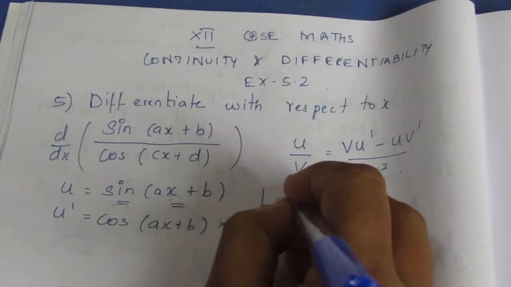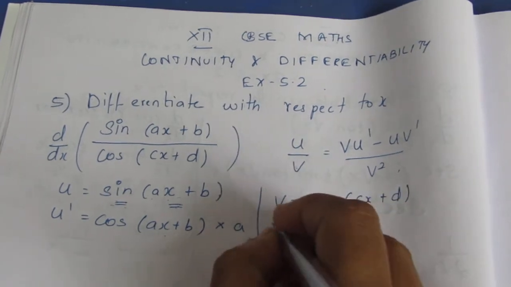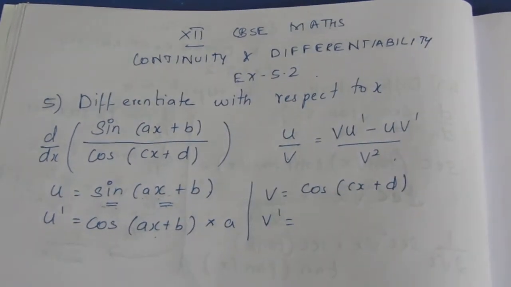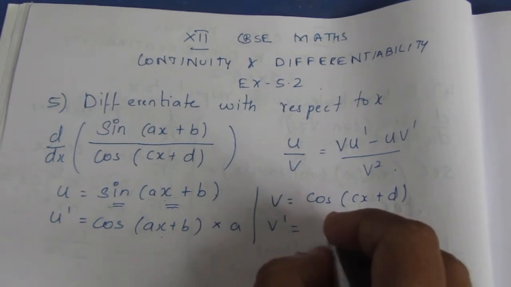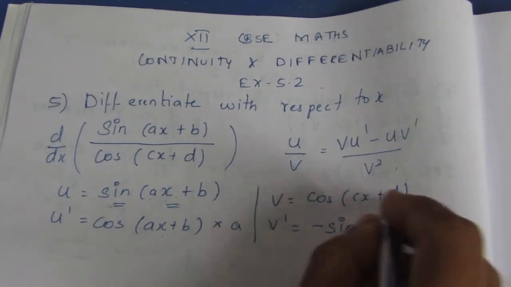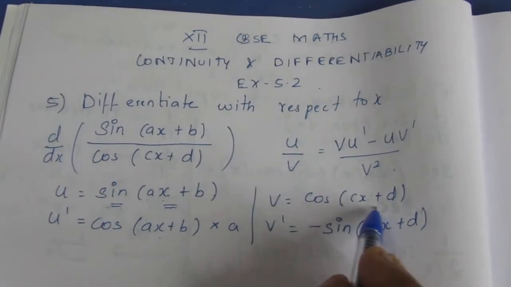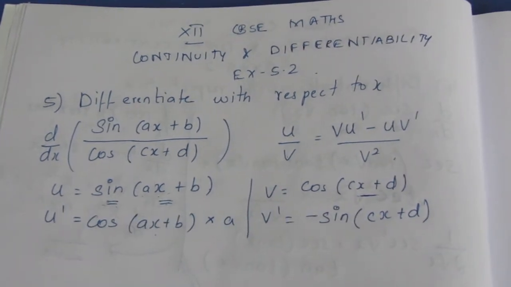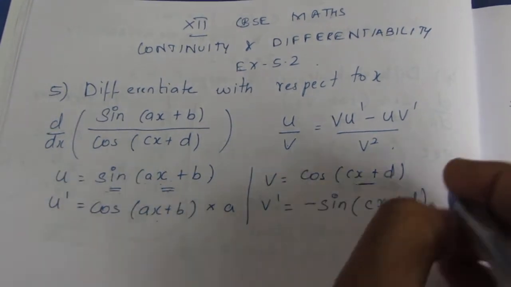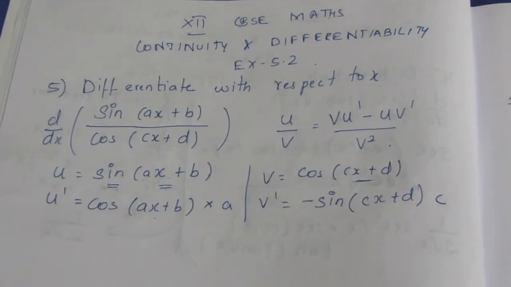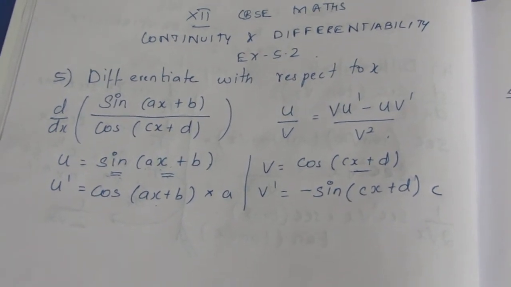The same way let me write v. v is cos(cx+d). v dash is, we know that the derivative of cos x is minus sin x. So minus sin, in the place of x write the angle value as it is, into, now we need to do the inner function differentiation. Inside we have cx+d. If I differentiate cx+d, it becomes c. c into 1 becomes c. The differentiation of d is 0 because it is a constant term. Now this is your v dash.